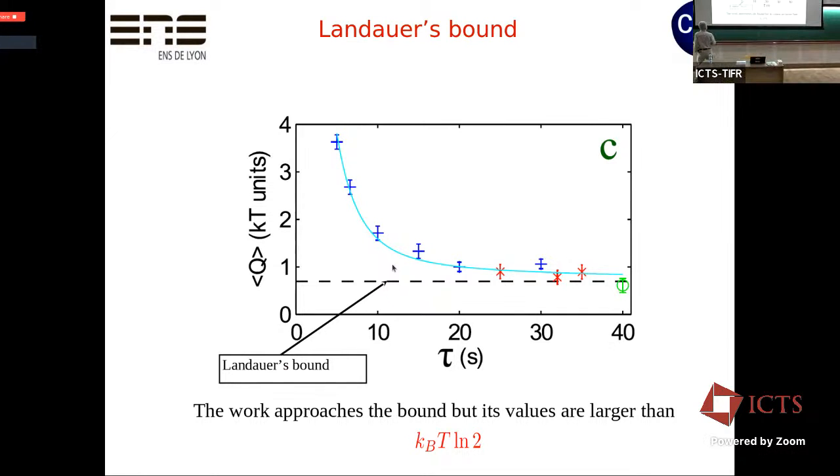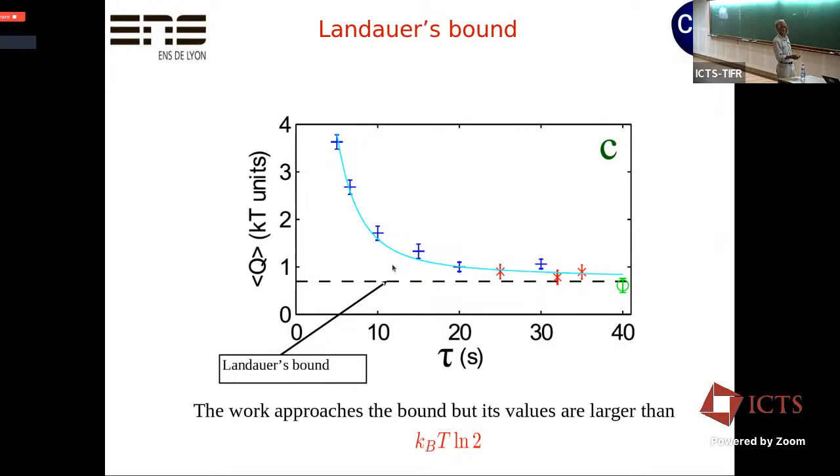You see, this is the work or the heat that are equal, because delta U at the end of the protocol is the same. Okay, you see that the slower you go, the more you go close to the Landauer bound. These are very slow cycles of 30 seconds, and now you see that you will always be above. Now, I will discuss this point later.